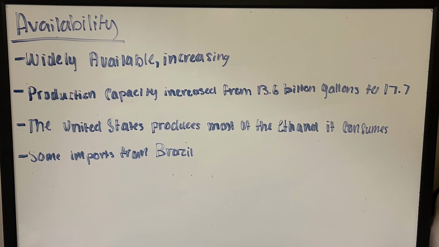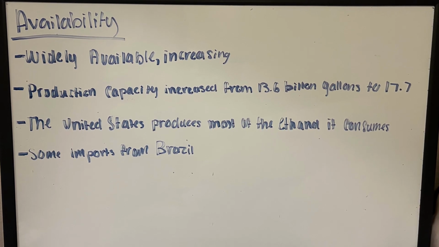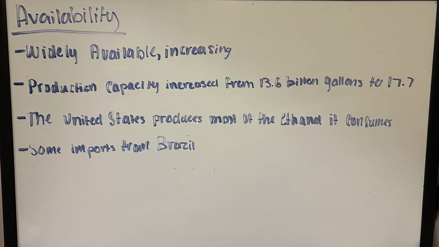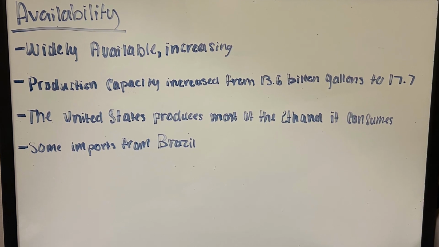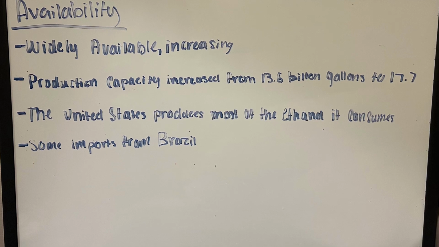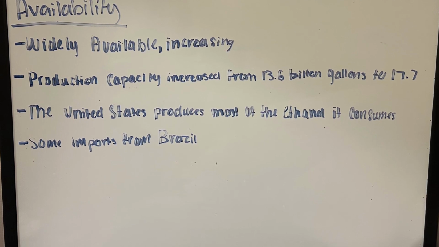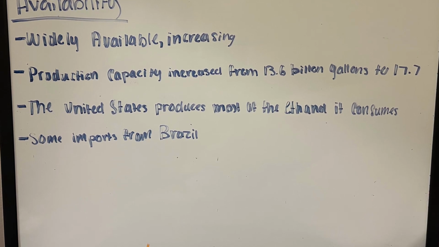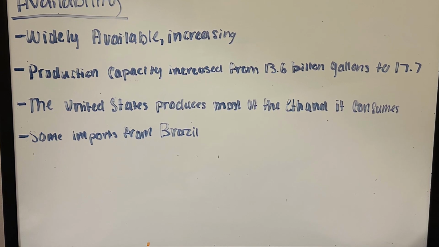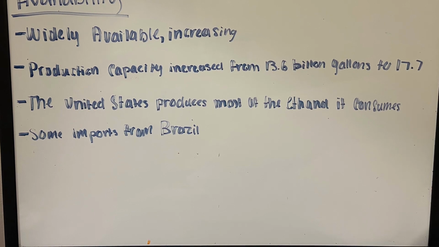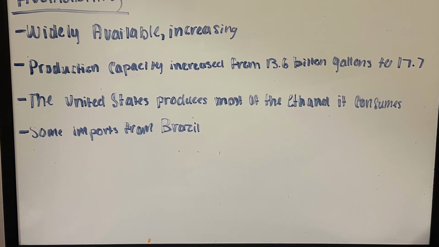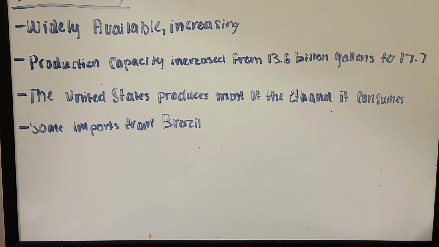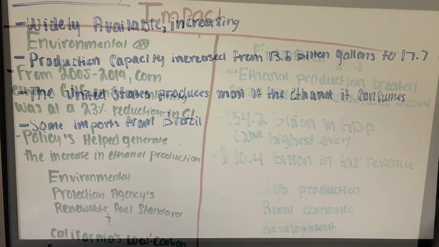Availability. Ethanol is probably the most widely available biofuel, and it is only increasing. Production capacity from 2008 to 2011 increased from 3.6 billion gallons of ethanol produced to 17.7, and something I found really interesting is that the United States produces most of the ethanol it consumes, meaning that it imports less ethanol than it produces for itself. And then the biggest country that did import ethanol to the United States was Brazil.